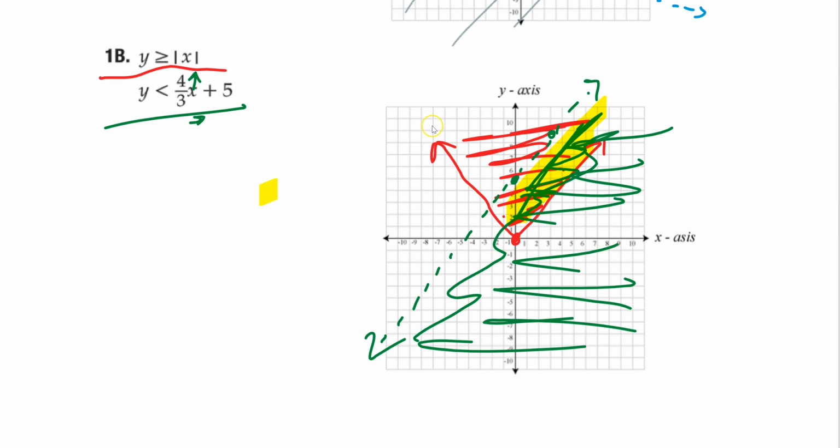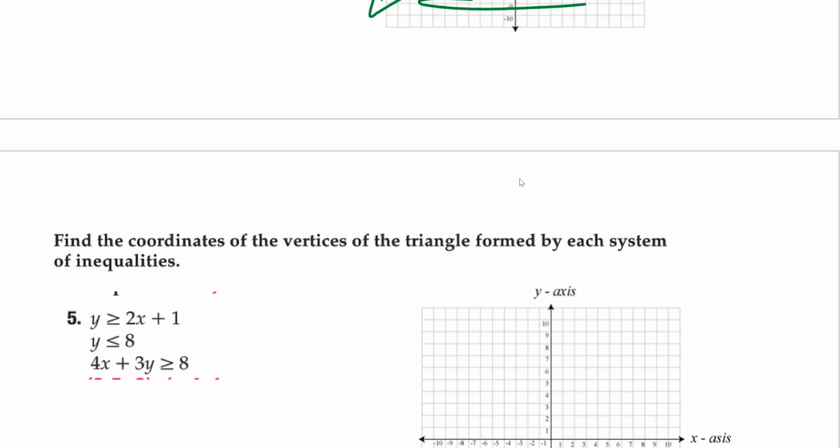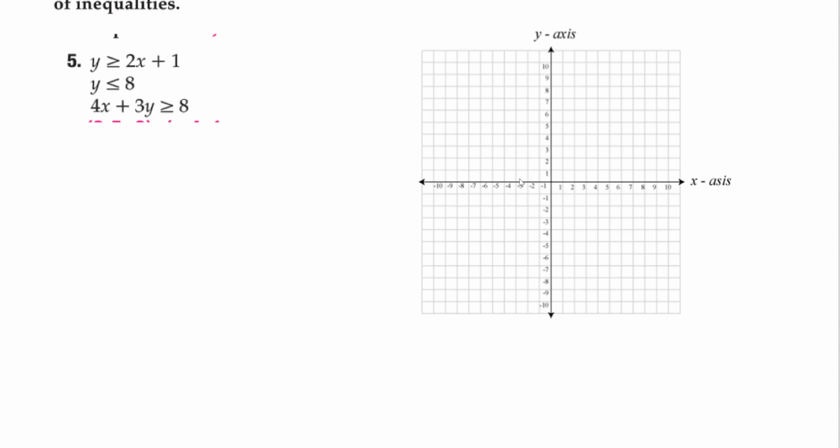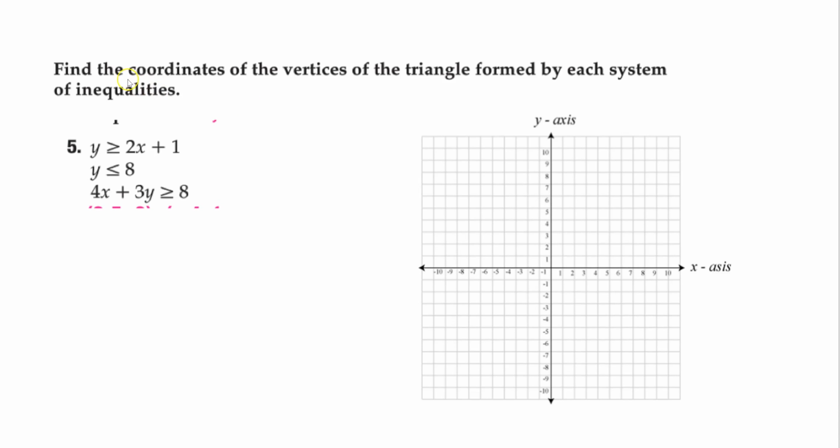Alright, so again, just graph both, shade both, and then where they both cross shade is your answer. Let's do a couple more. This time I'm going to add a little twist to it. Find the coordinates of the vertices of the triangle formed by each system. So we're going to have to find the points of the triangle once we draw this.